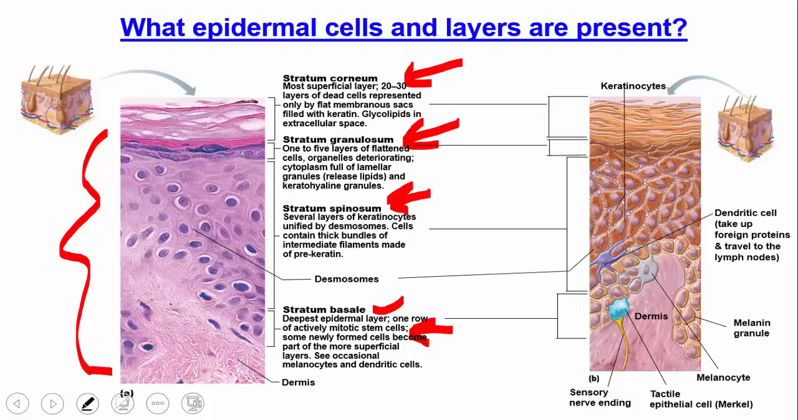Okay, let's focus our attention on the right-hand side of the slide here, and I want to go through a few of these different cells that you'll see.